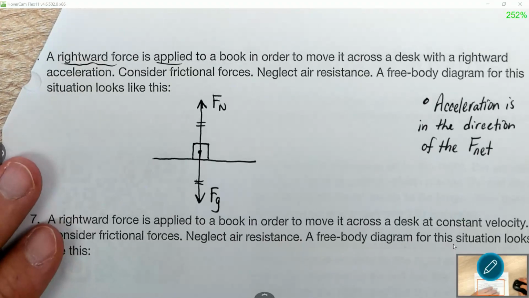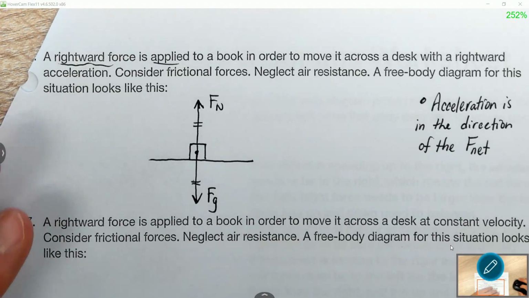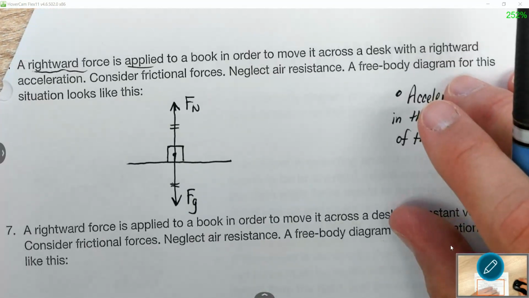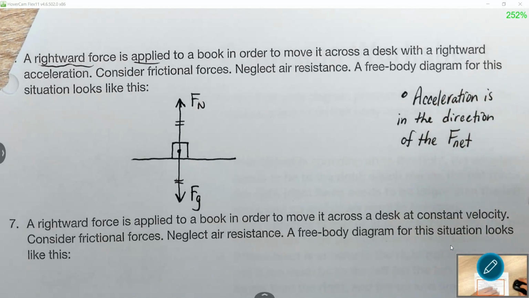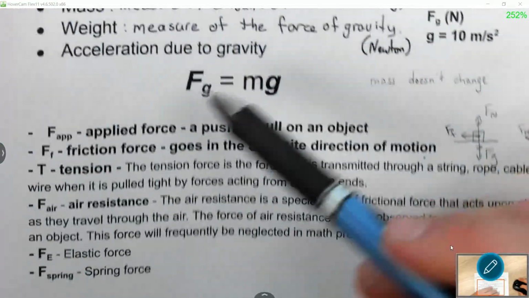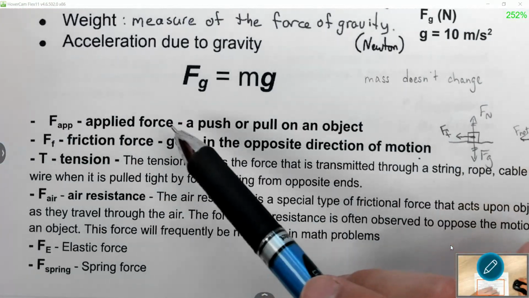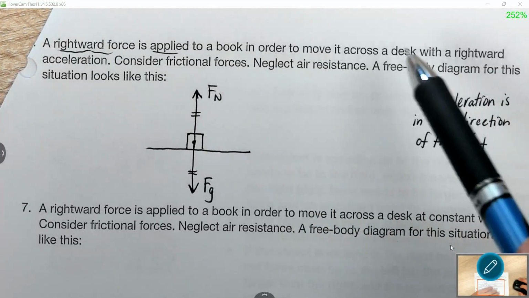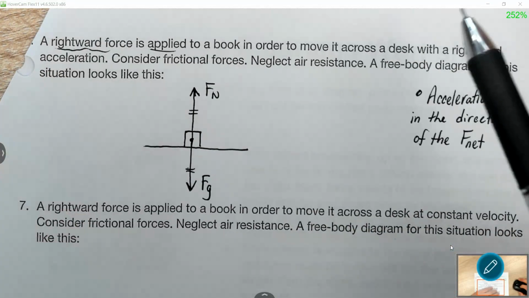Okay, now they're telling us a rightward force is applied. So I know there's going to be a right arrow, but what kind of force and how big do I need to make it? It also says in here to consider friction forces. This is the one that's slightly tricky, but once you see it a couple times, it's not bad. A rightward applied force, that's a push or pull. They're saying that's going to the right, causing a rightward acceleration.